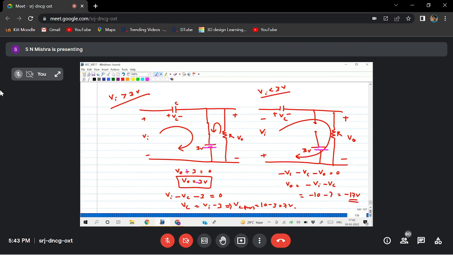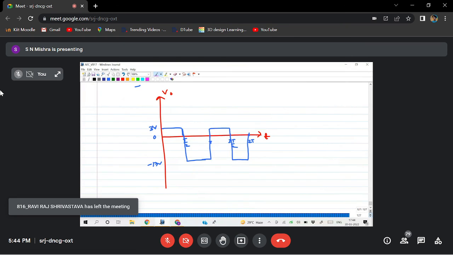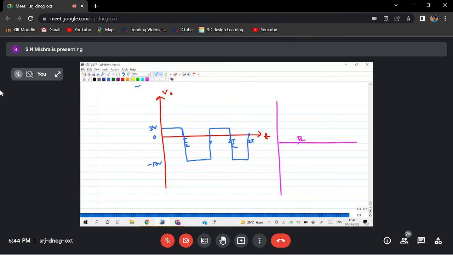Here plus, here minus, from here plus, so we'll get 13. Here in place of this, plus plus, minus. Of this one it will be 13. So here we get minus 23 like this. Yes or no, small change you have to do. Then output will be T by 2, here T, so minus 3.